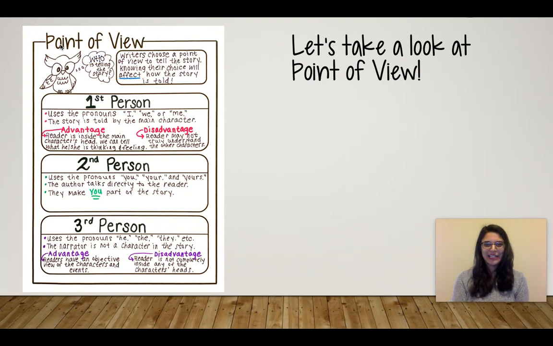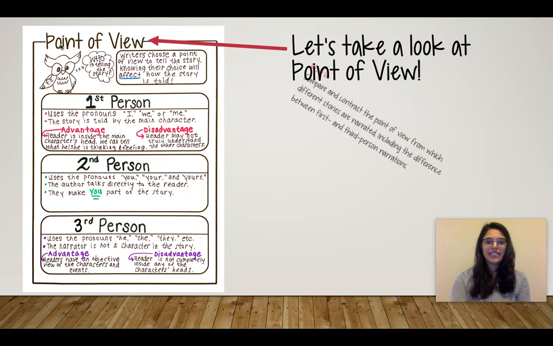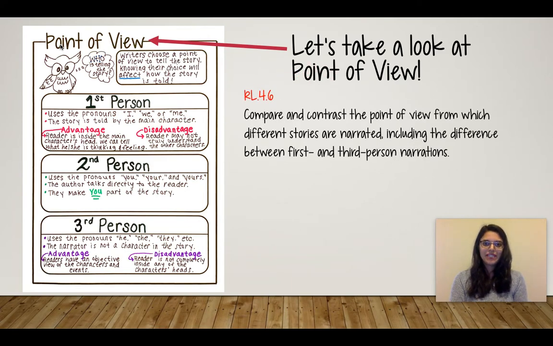Everyone. Today let's take a look at point of view. When we talk about point of view, we're going to look at standard RL 4.6, which states: compare and contrast the point of view from which different stories are narrated, including the difference between first and third person narrations. So with this lesson for today, we're going to look at components of this standard.